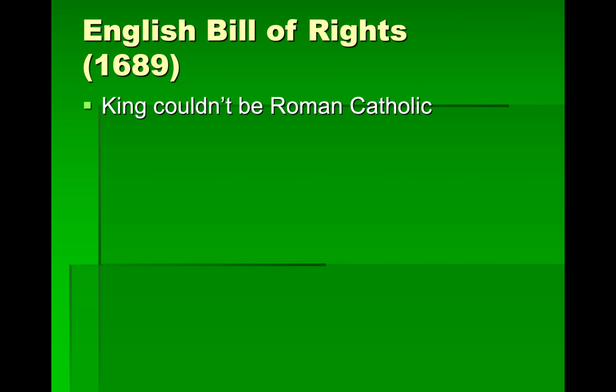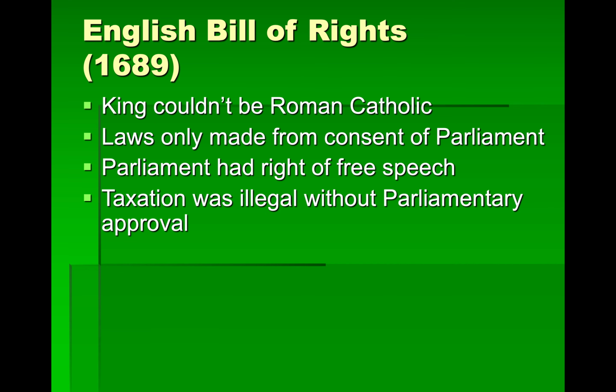Very influential to the Enlightenment, very influential to future liberal events that we're going to talk about. Very influential to the Enlightenment, American Revolution, French Revolution. All right, this is a very influential document and event. All right, so one of the provisions of the English Bill of Rights is that the king could not be Roman Catholic. All right, laws are only going to be made from the consent of Parliament. All right, Parliament had the right of free speech. Very important. We're going to talk about that in the Enlightenment.